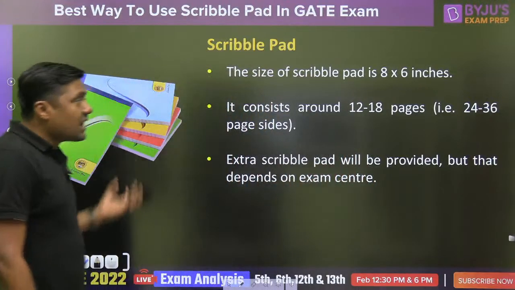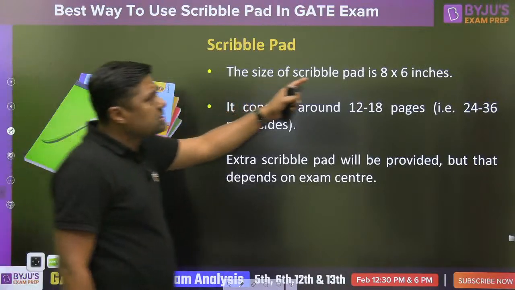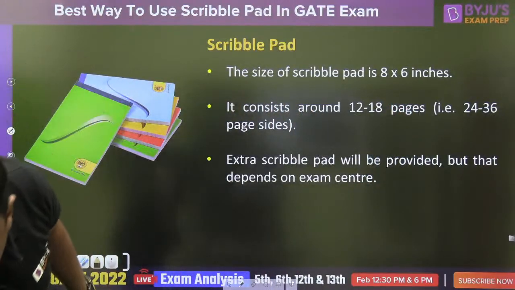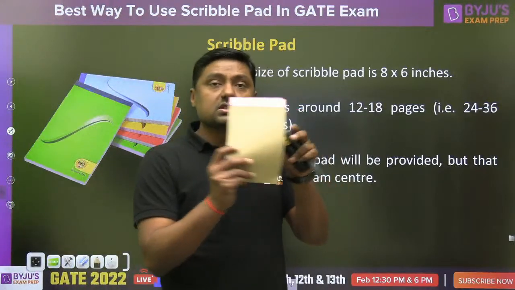So what will be the size of that? Normally that size is 8 cross 6 inch. Let me show you. This is the size of the Scribble Pad. Watch this one. This is the size of it.